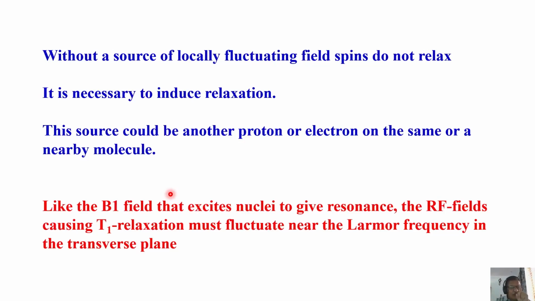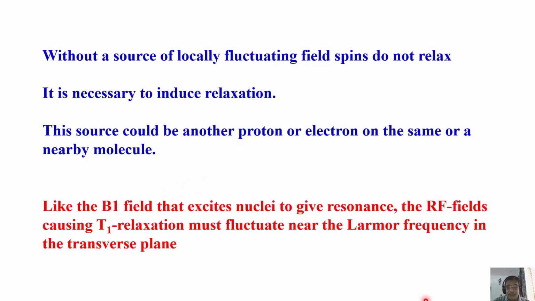That's what I said. Only then you will perturb the system. Okay, so you have to perturb the system to detect the NMR signal. And this perturbation frequency must be at the Larmor frequency. That's why we apply a radio frequency pulse at the Larmor frequency to bring the magnetization from z-axis to transverse plane.